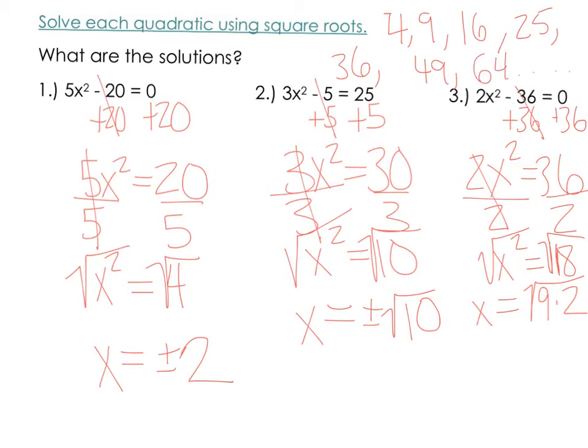These are perfect squares because the square root of 4 gives me 2. The square root of 9 will give me 3. The square root of 16 will give me 4. They give us a whole number. So 18 has a perfect square in it that we can divide out of it, and the perfect square is 9. So I can split this up into the square root of 9 and the square root of 2. The square root of 9 gives me 3. The square root of 2 we leave as the square root of 2. We cannot simplify that any further. And of course it's going to be plus or minus.